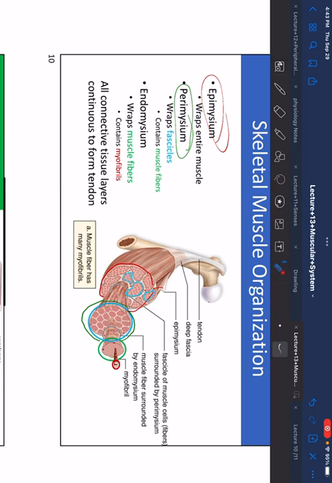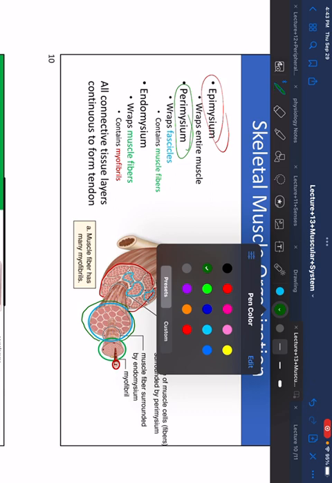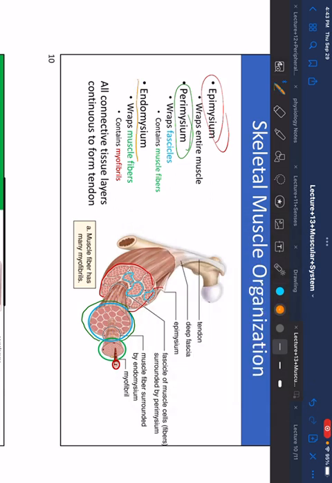And they're wrapped in another layer of connective tissue known as endomysium. Muscle fibers surrounded by endomysium. And then lastly, you have one more level of cylinders, which is your myofibrils, made up of various proteins.